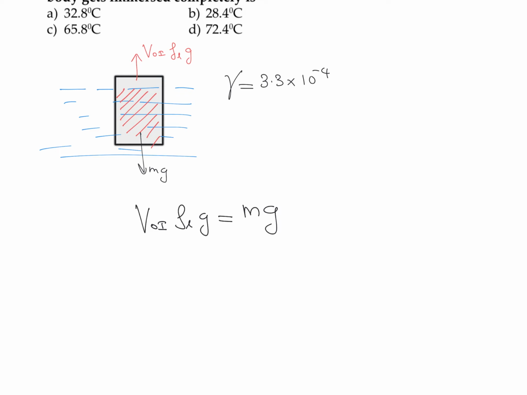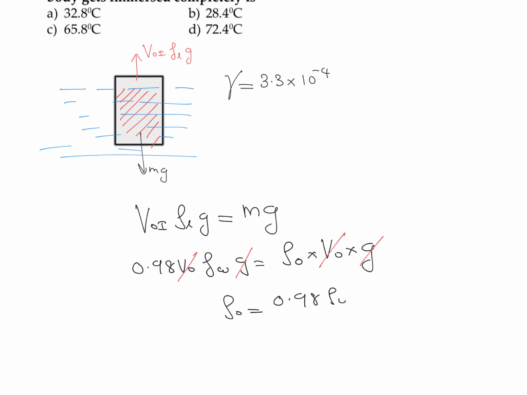Now it is given that the volume of the object inside the liquid is 0.98 times the volume of the object. So 0.98 times volume of object into density of liquid, that is the density of water, into g is equal to the mass of the object, which can be written as density of object into volume of object into g. We can cancel g and the volume of object on both sides, so the density of the object is 0.98 times the density of water. So currently the density of the object is less than the density of water, which is why the object floats in water.